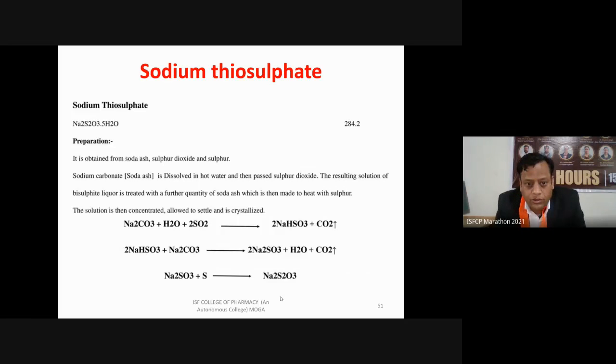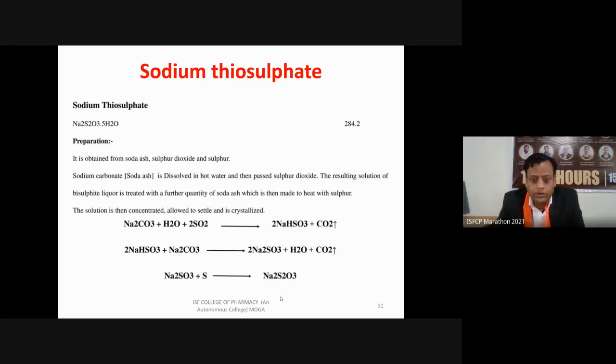You can see through this reaction that sodium carbonate reacts with SO2, sulfur dioxide, in the presence of water, and converts into NaHSO3, sodium bisulfite, plus CO2. This sodium bisulfite further reacts with sodium carbonate to produce sodium sulfite plus H2O plus CO2. And sodium sulfite further reacts with sulfur to produce sodium thiosulfate. So this is the whole reaction defining the preparation of sodium thiosulfate.